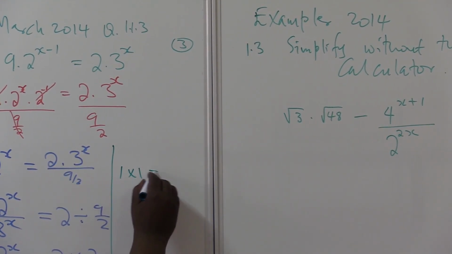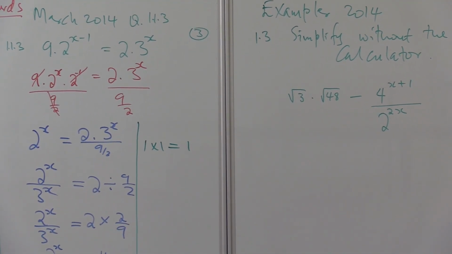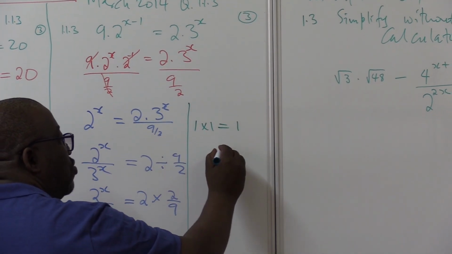1 times 1 is 1. So 1 is a perfect square. What is a perfect square? It is a number whose square root is a whole number. The next perfect square after 1 will be 4.